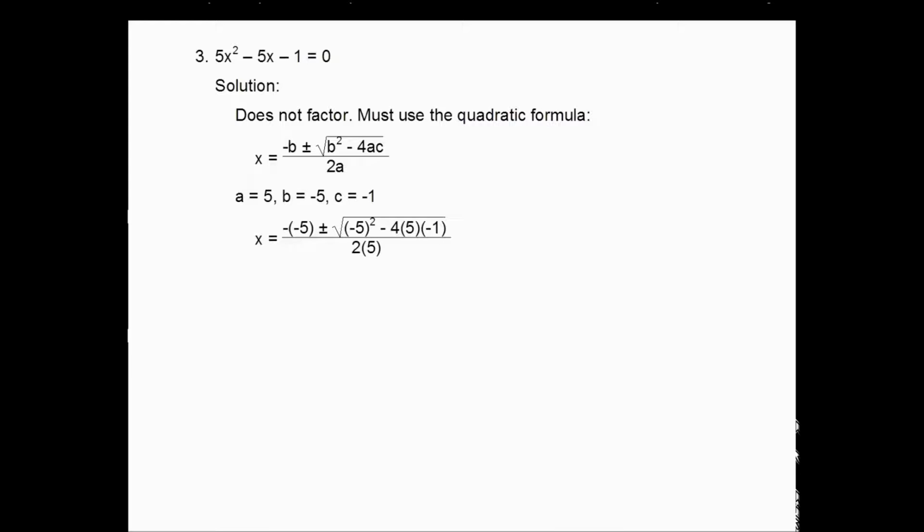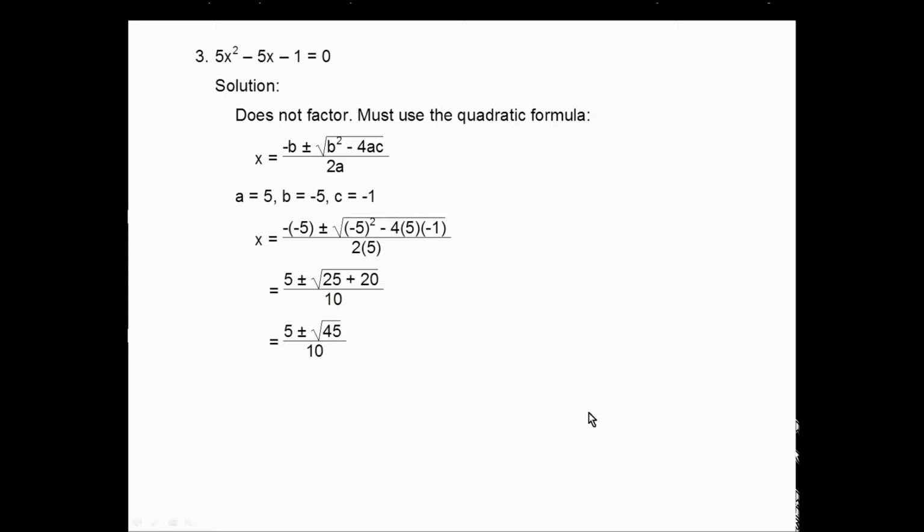So x will equal negative negative 5 plus or minus square root of negative 5 squared minus 4 times 5 times negative 1 all over 2 times 5. My denominator becomes 10. This just becomes 5. So I have 5 plus or minus square root of 25 plus 20 all over 10. I can do 25 plus 20 under the square root and have 5 plus or minus square root of 45 over 10. Okay, you can't cancel the 5 over 10.